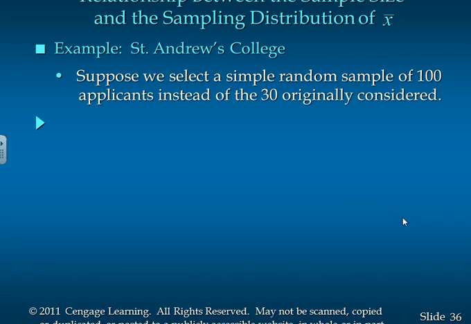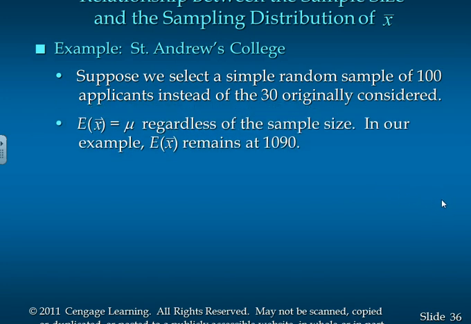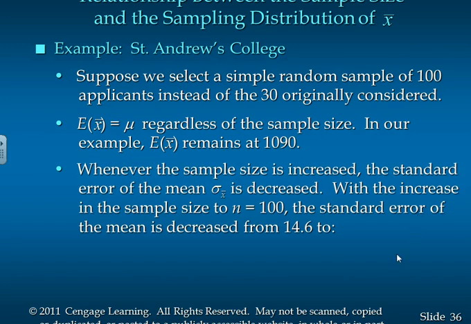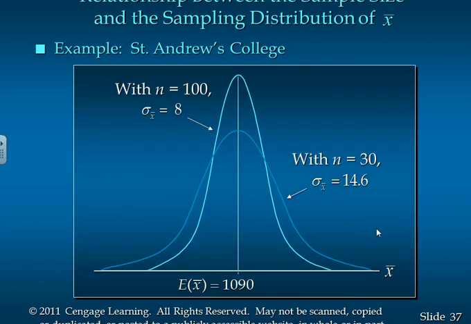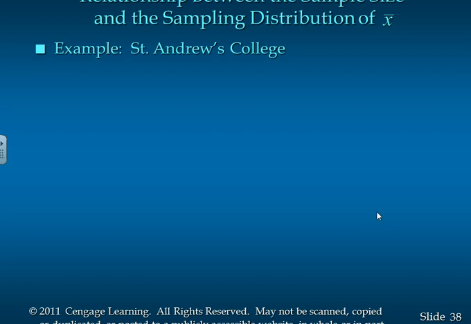Suppose we select a random sample of 100 applicants instead of 30. What's going to happen? Our expected value remains the same. However, our standard deviation is only going to be 8 away from the mean instead of the 14.6. We have a better curve. I got a better curve because I sampled 100 things.